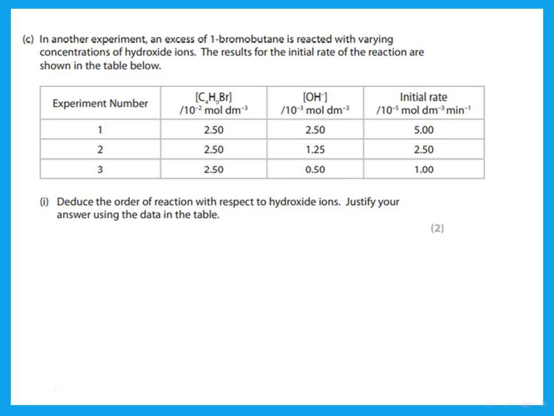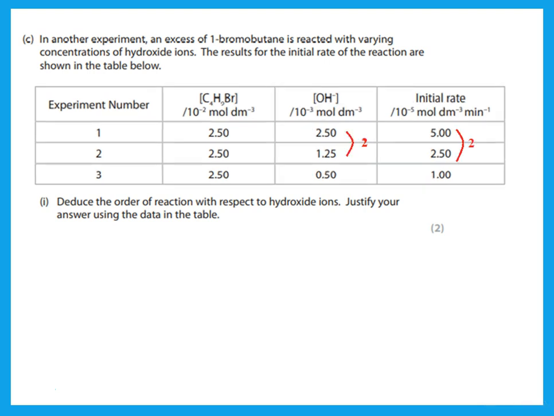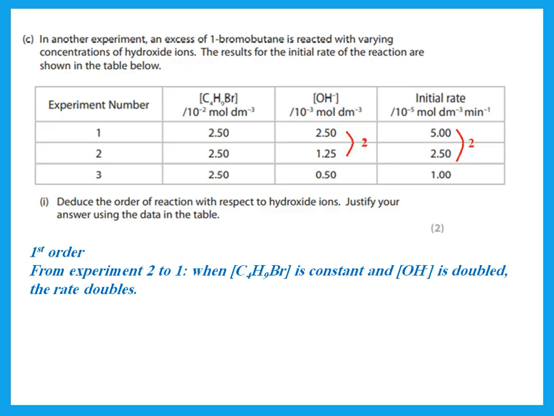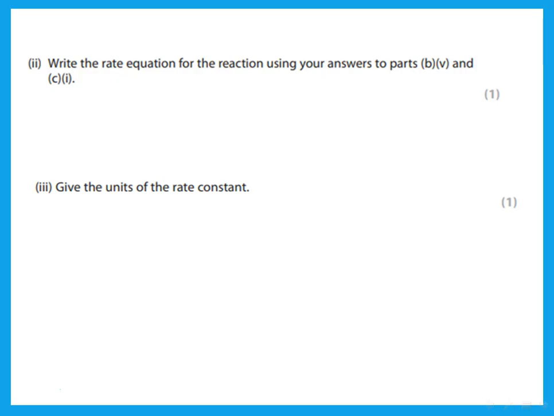Again, with respect to hydroxide ions, let us take a look at experiment 1 and 2. Now, what is happening from 2 to 1? The concentration of the hydroxide doubled. What happened to the rate? Doubled. That means it is first order with respect to hydroxide ions, and we explain that from experiment 2 to 1, when concentration of the other one is constant, hydroxide doubles, the rate doubles. That means we're first order.